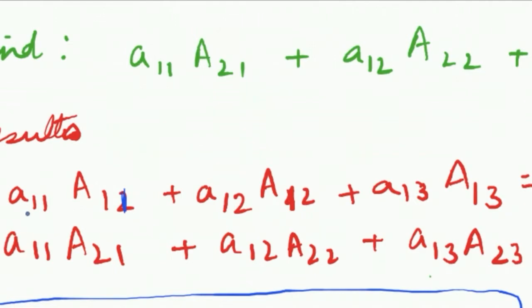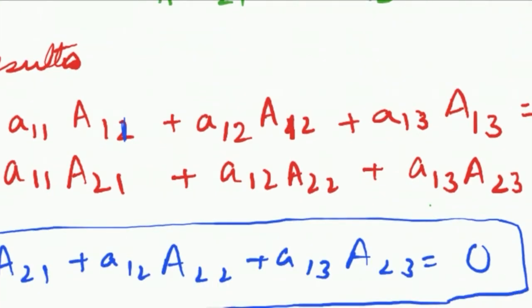A11, element A11 into cofactor A11 plus A12 into cofactor A12 and so on. The corresponding cofactors and the elements, they sum up and they give you the value of determinant of any matrix. And when A11, A21 दूसरी रो के corresponding cofactor से करेंगे तो sum 0 होगा. Let us see the proof of it कि कैसे हमने किया है.